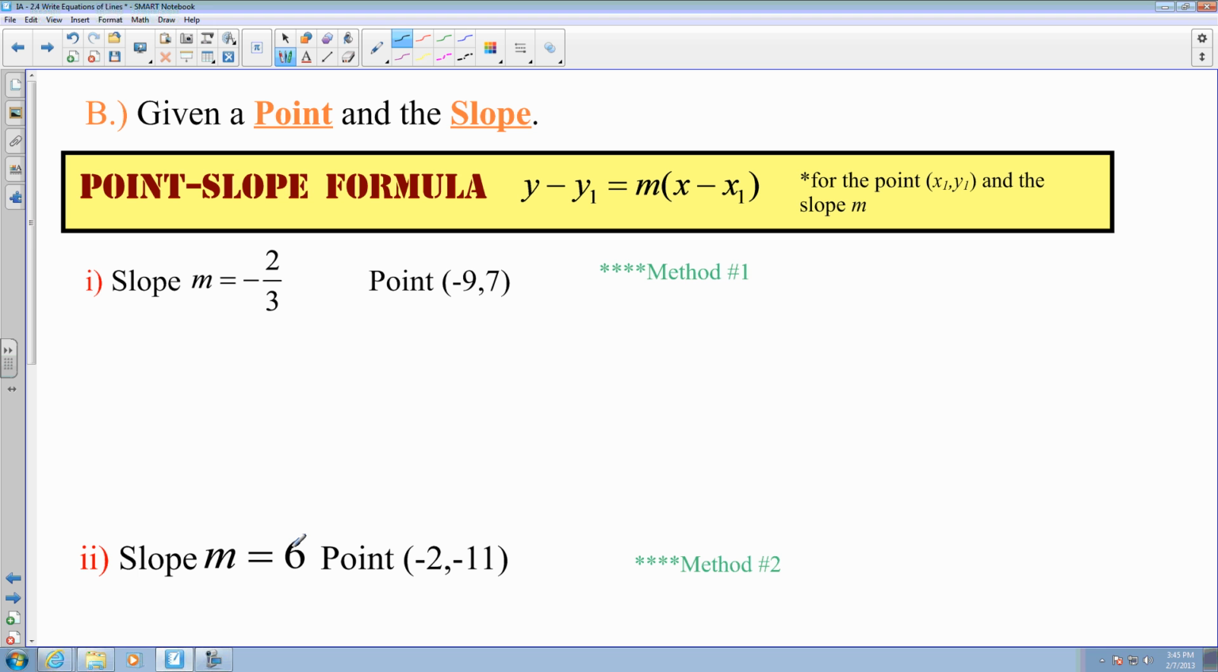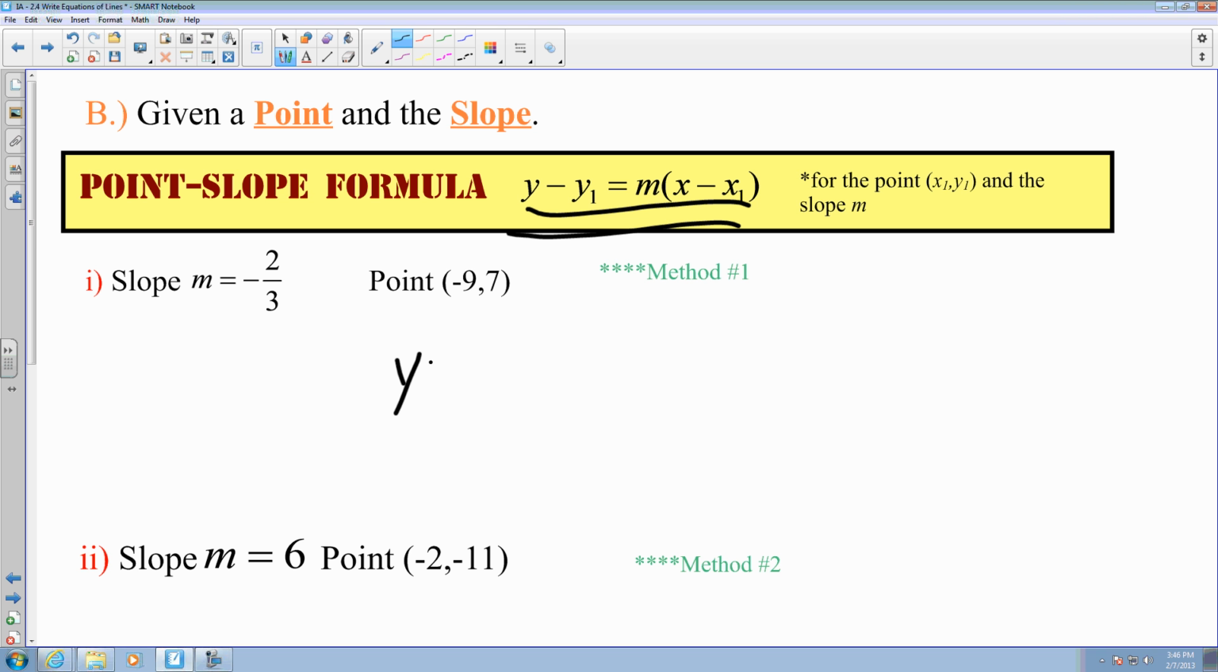Again, the other form of writing is putting it into point slope form. And here's the general formula for point slope form, where it's y minus y1 equals m, which is slope, times the quantity x minus x1. So x1 and y1 are points on a graph, and then the slope is m. So if I looked at example 1, here I have a slope of -2/3, and I got a point of (-9, 7). So all I'm doing is substituting in these values into the point slope equation.